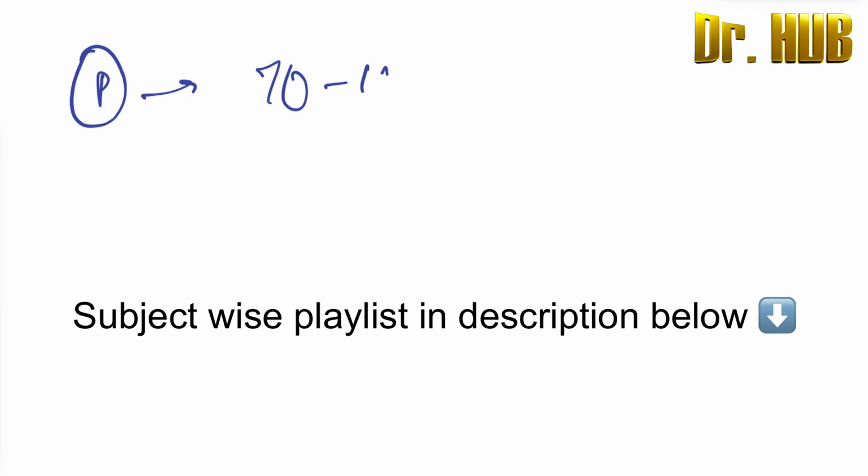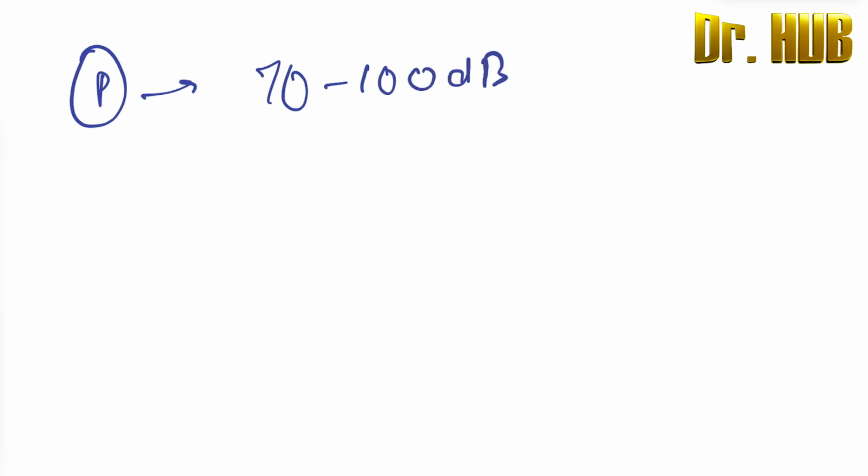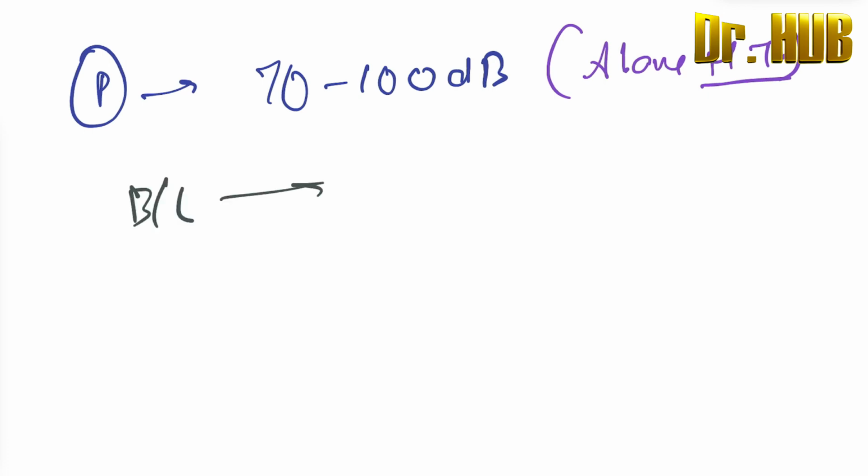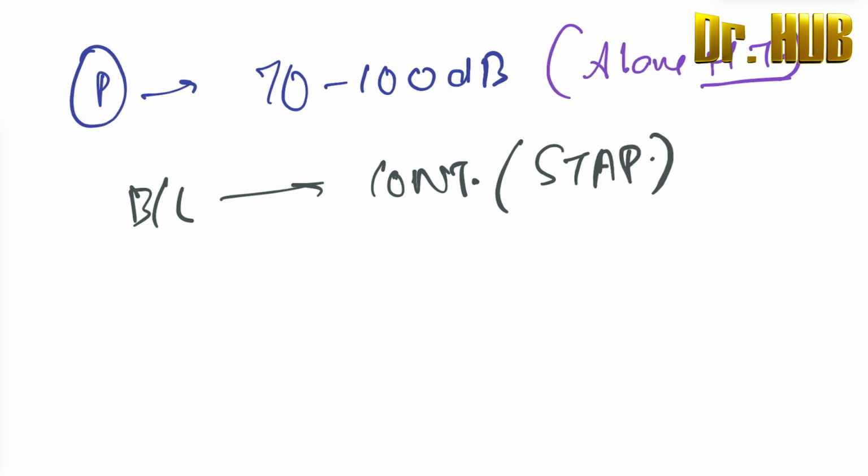Stapedial reflex. First let's look at the principle. The principle is that a loud sound of 70 to 100 dB, above the hearing threshold (HT) of a patient, leads to the bilateral contraction of the stapedius.